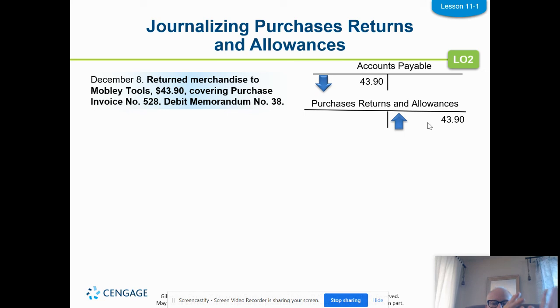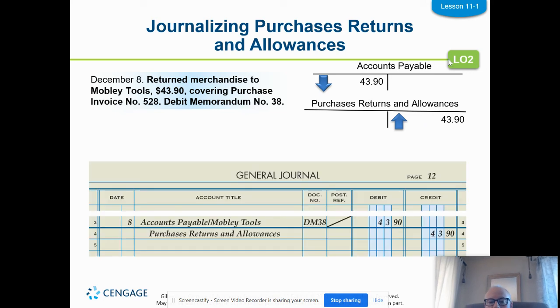Like in this case, purchases ordinarily as a debit, purchase returns and allowances as a credit or a reduction of purchases. And that would look like this. Here is our general journal, the date, the account title, and the vendor, because we're going to be posting this to the control account in our general ledger, and we're going to be posting it to the subsidiary ledger to the vendor.